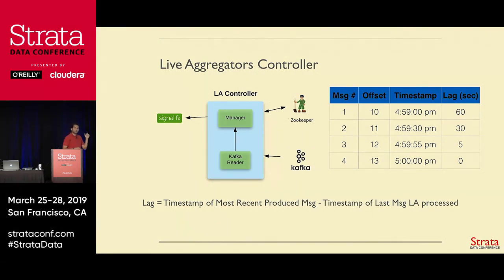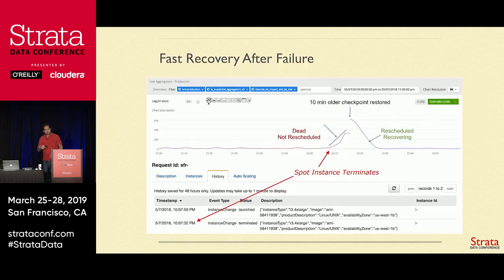We keep track of the message that was most recently produced by the external devices, and we take its timestamp. That is the most recent message that we got, and then we take into account the most recent message that was processed by live aggregators. The difference between the timestamps is something which we refer to as lag. So in this example, there are these 4 messages. The most recent was at 5 p.m. The previous one was at 4:59:55. Basically, if my last processed message was message 3, then I can say that I am lagging by 5 seconds.